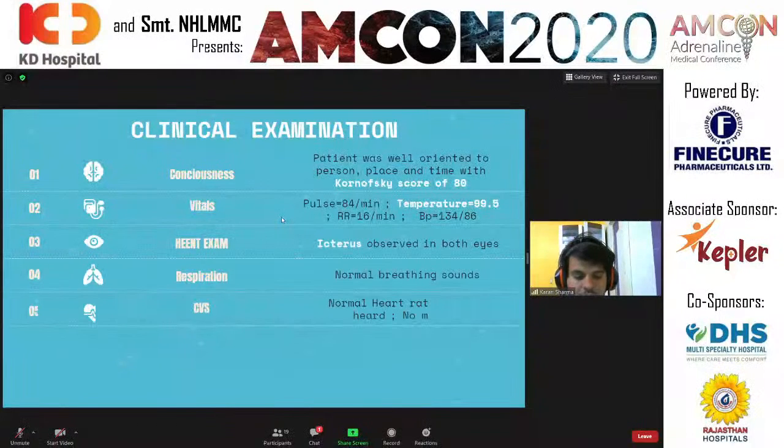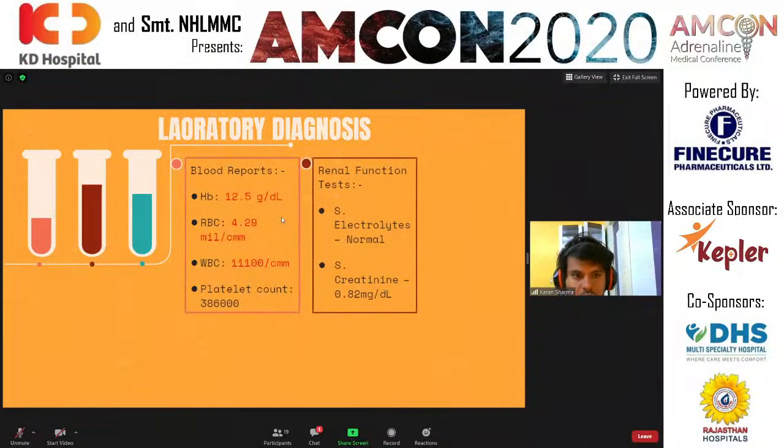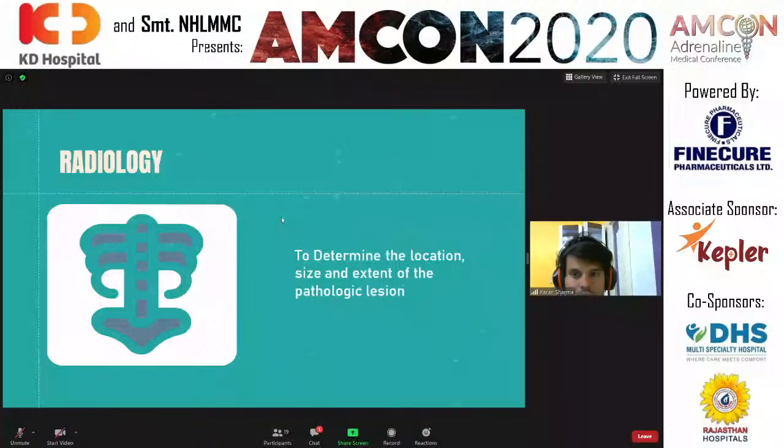On physical examination, we noticed that the patient had a Karnofsky score of 80. He had slight fever, icterus, and right hypochondrium pain. Laboratory investigations showed that SGPT and direct bilirubin were elevated. So radiology was done to determine the location, size, and extent of the pathological lesion.